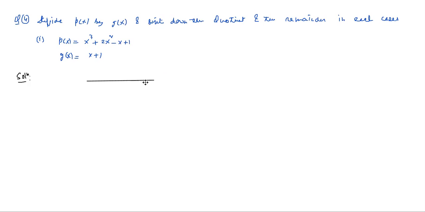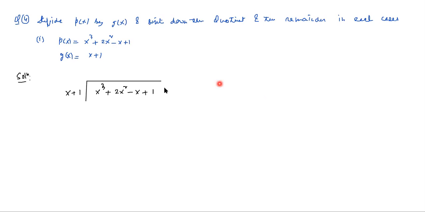So you have to now write both the polynomials in such a way that you can divide the bigger one, that is p(x) by g(x). So you write p(x) here: x cube plus twice x square minus x plus this, and then it is x plus 1. Now see what I'm going to explain. This is a very important part to understand.